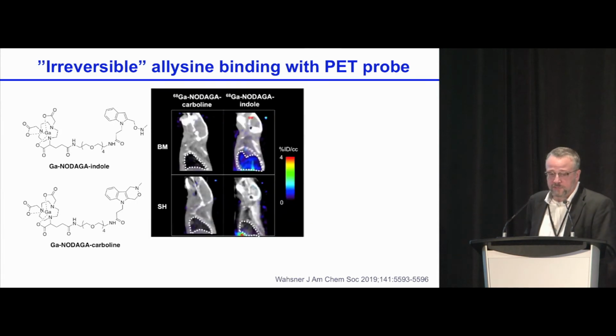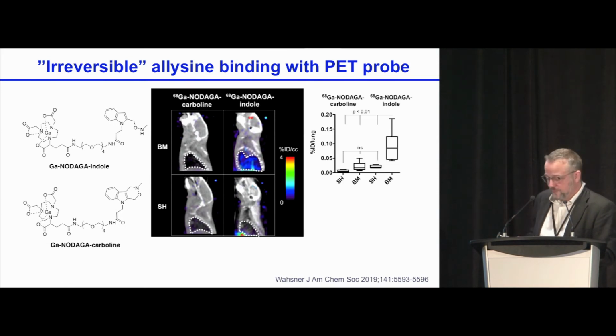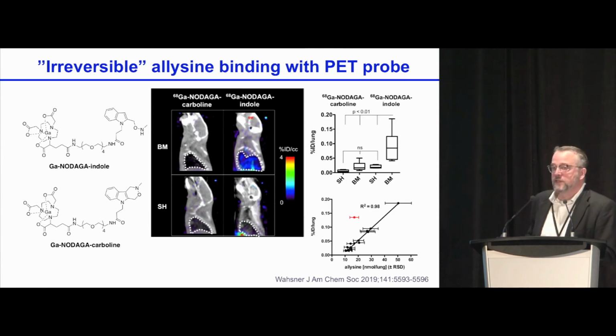Again, going back to this bleomycin injury model, with the active probe in the injured mice, we see good uptake in the lung, but not in sham-treated animals, and not with the inactive probe. About a 7-fold increase compared to sham-treated animals or compared to the control probe. And again, we see this very nice linear response, measuring allysine in tissue ex vivo and comparing to the amount of radioactivity we get in the lung. So a very, very good way to quantify disease.